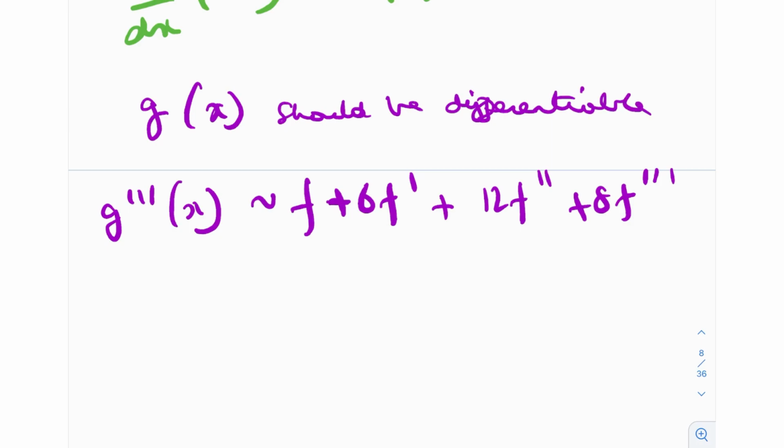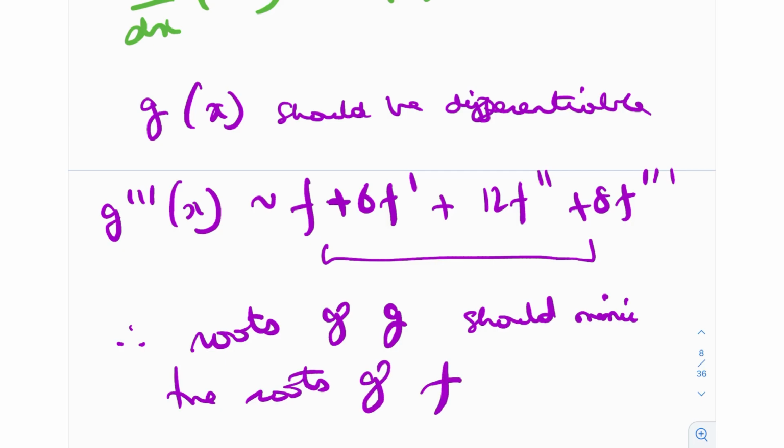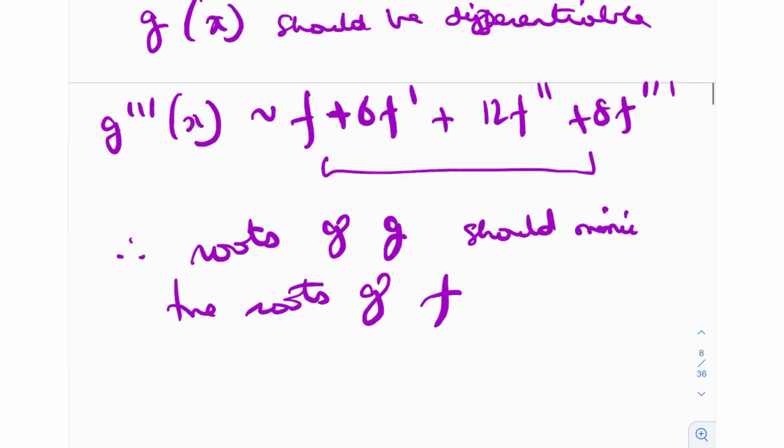So how can we pick a function that is differentiable and whose third derivative is something like this? Well, all you really need to do is pick a function which mimics the roots of f and whose third derivative is of this form. Therefore, essentially the roots of g should mimic the roots of f. And the easiest way to do that is to choose an exponential function.